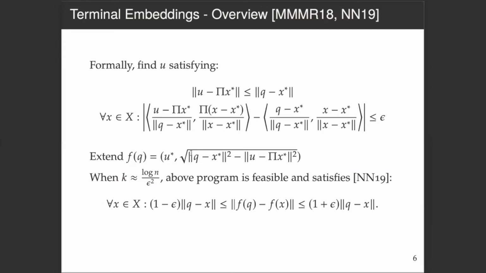And we're going to extend a solution to this program U star as before. And the previous work has shown that when k is chosen to be approximately log n over epsilon squared, the program is both feasible for any query, and the extension satisfies the required distance preserving constraints.